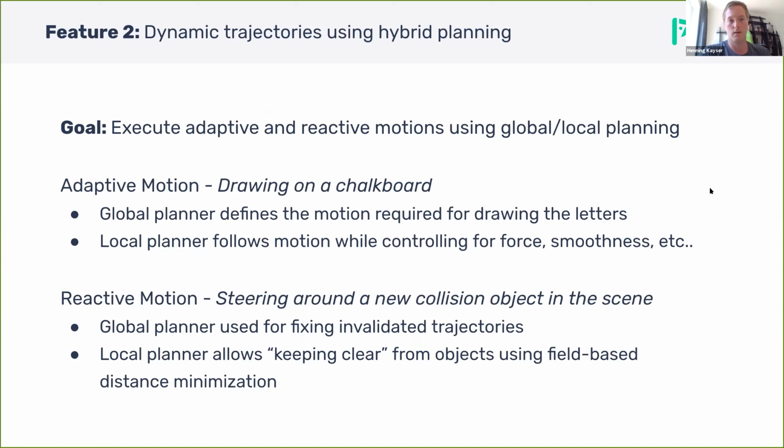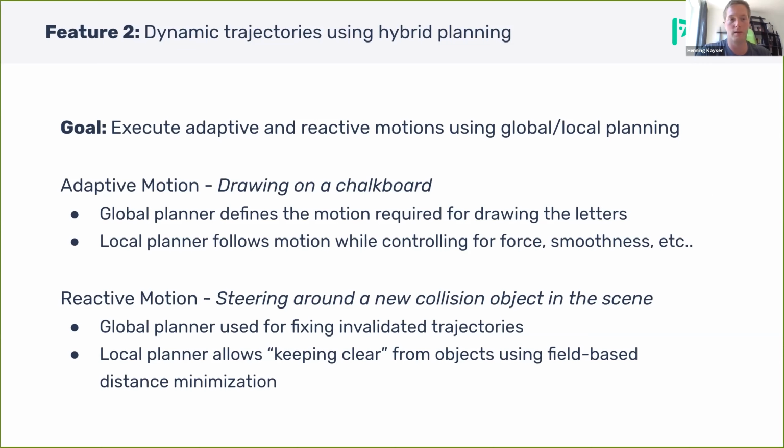That means we want to provide an interface for allowing to use hybrid planning to solve reactive or adaptive motion planning problems. Adaptive being like, again, drawing on a chalkboard. You have a global planner that defines the motion, and the local planner follows the motion while controlling for a local constraint or path constraint.